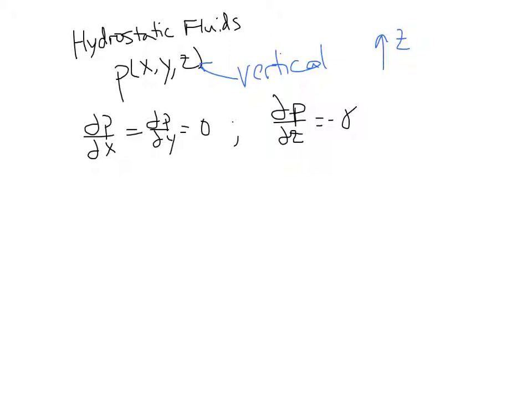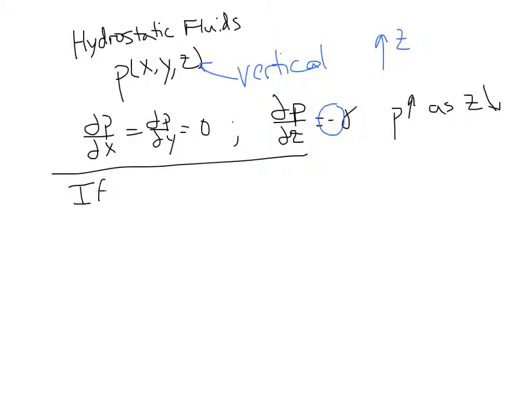Now, I didn't really talk about this, but that minus sign is what forces the pressure to increase as depth increases, or as you move downwards. So pressure increases as z decreases. So as you move down through a fluid, pressure increases under the action of the weight above. Now, so that's the first basic result.